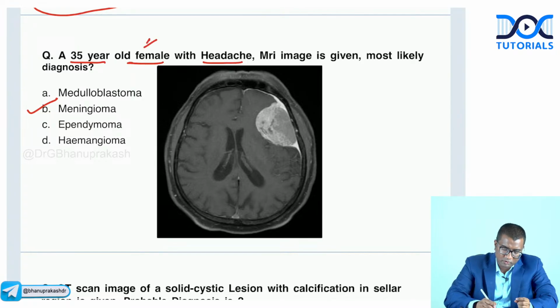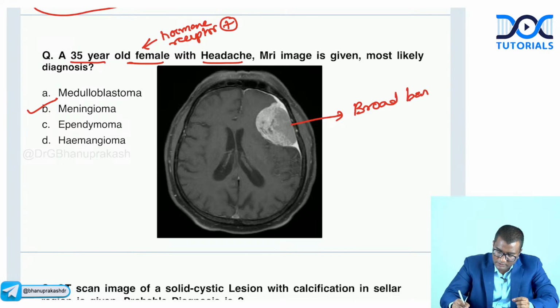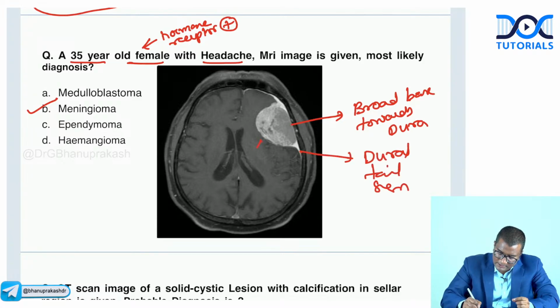Remember, meningiomas are more common in female patients because they are hormone receptor positive. They are progesterone receptor positive. So more common in female. And you can see here, there is an attachment with a broad base towards the dura. And you can see the adjacent dura is thickened. That is called your dural tail sign. And you can see it is intensely enhancing.